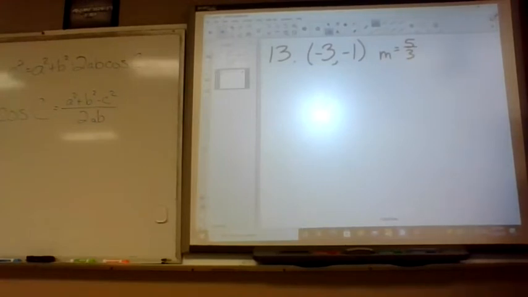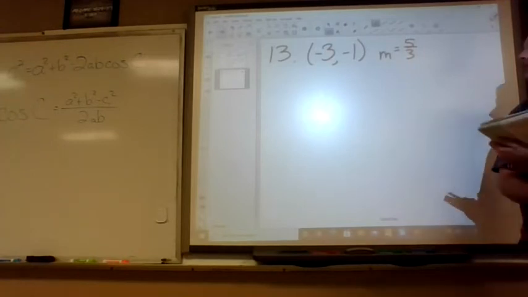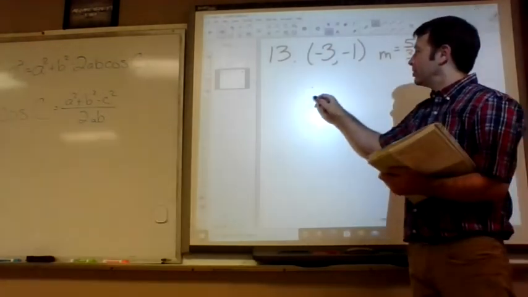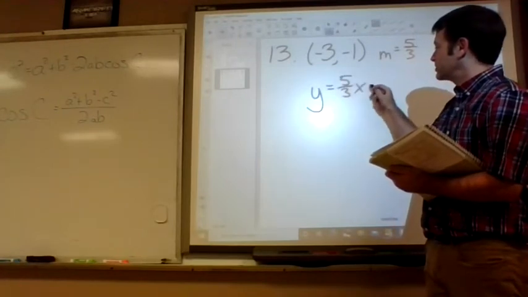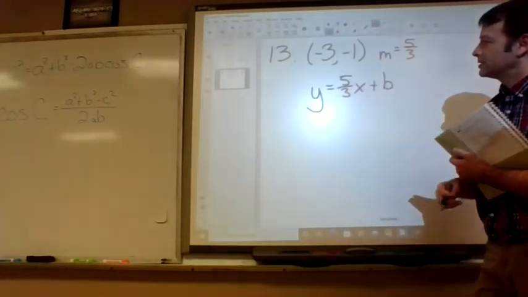Alright, number 13. What we know so far is the slope. y equals 5/3 x plus b.